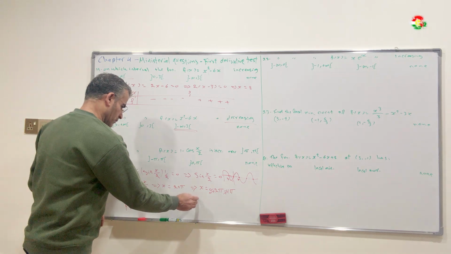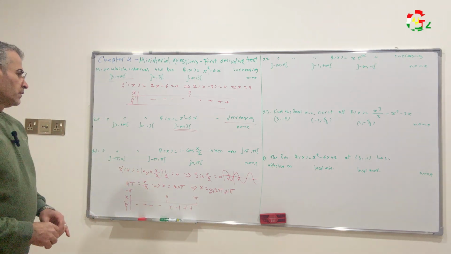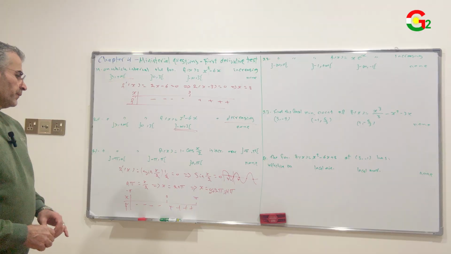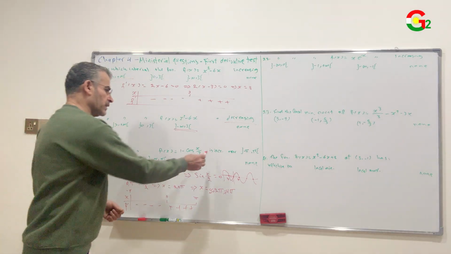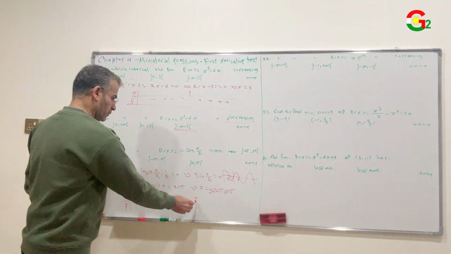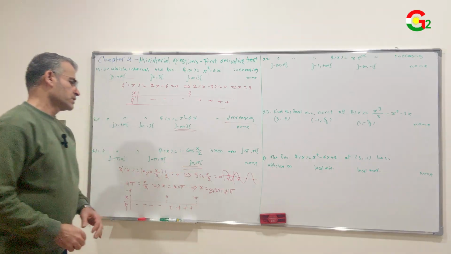To pi. Therefore, the interval of increasing is 0 to pi. Choice C.